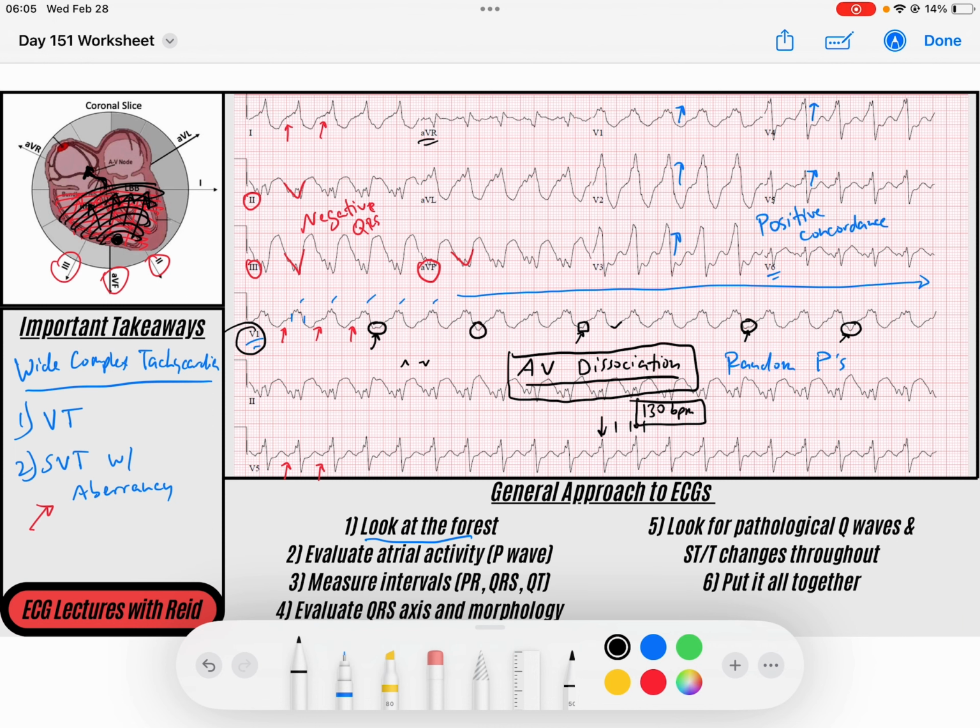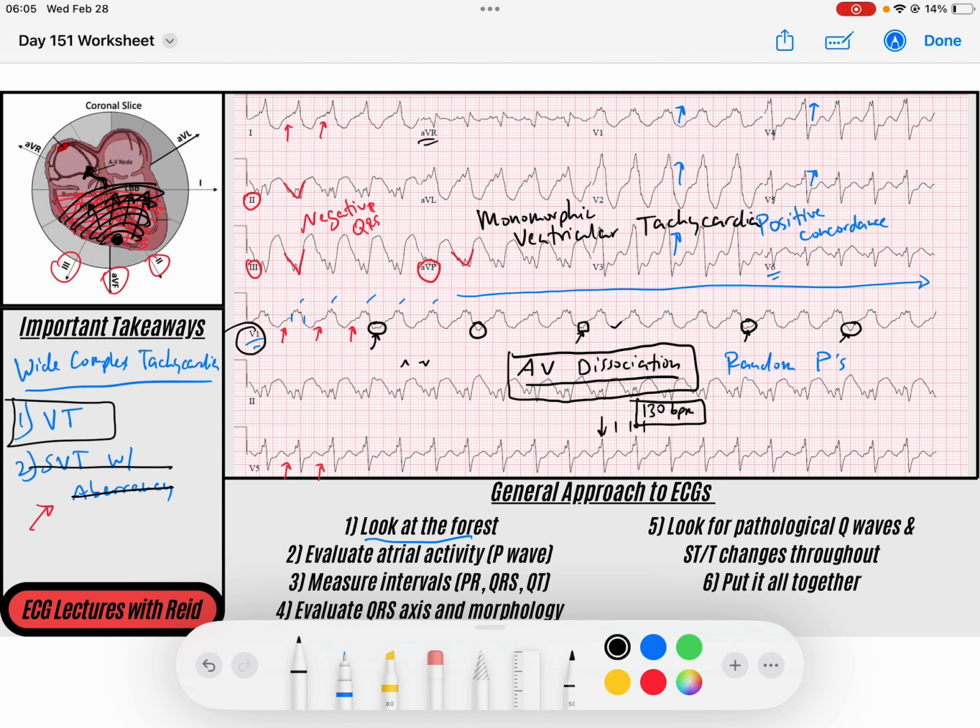And so because of that and all of the wide complex rhythm, we could really rule out that this is SVT with aberrancy, and this is very much so a monomorphic ventricular tachycardia. And so obviously you would treat it accordingly.